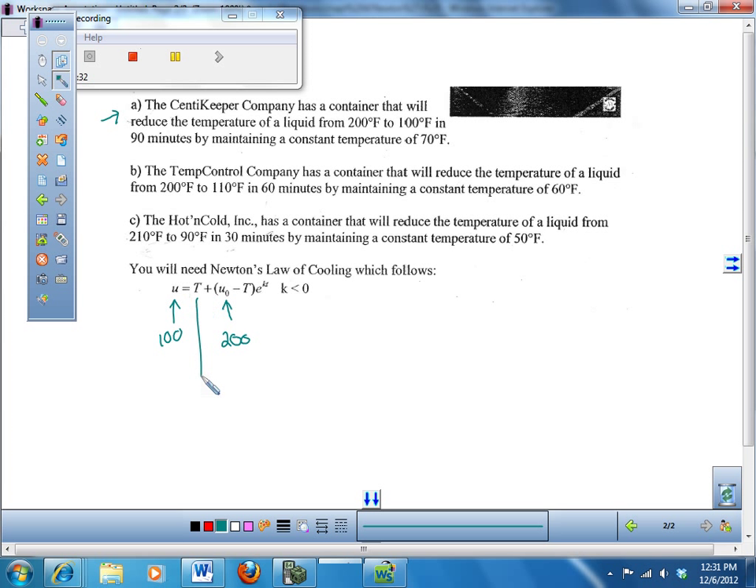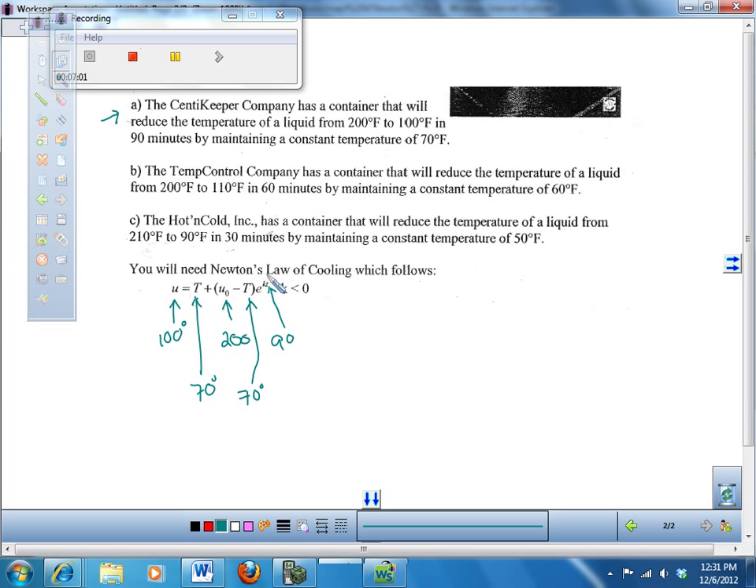This T is your room temperature, or the temperature of the surrounding medium they call it. So for this initial condition, that surrounding medium temperature is 70. This is the time right there. So that time in this case is 90 minutes.